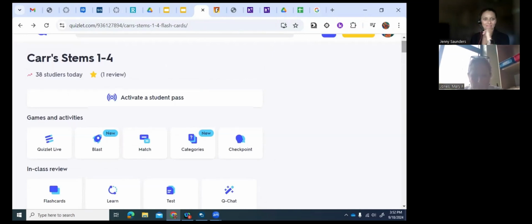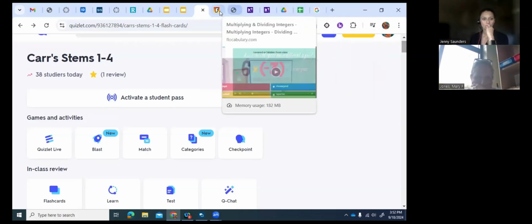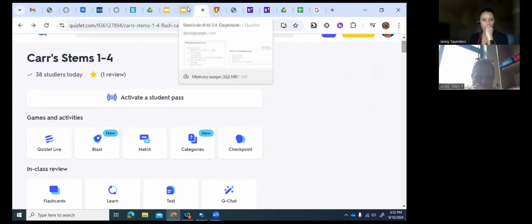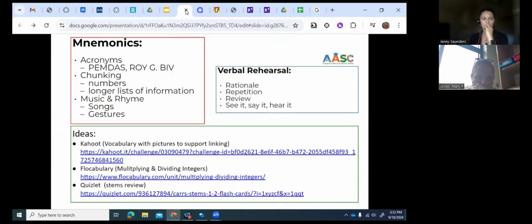Again, it's all about that repetition. It's all about that repeating. They're seeing it, they're saying it, and they're actually working with the material. So anything that can help would be amazing in my opinion.